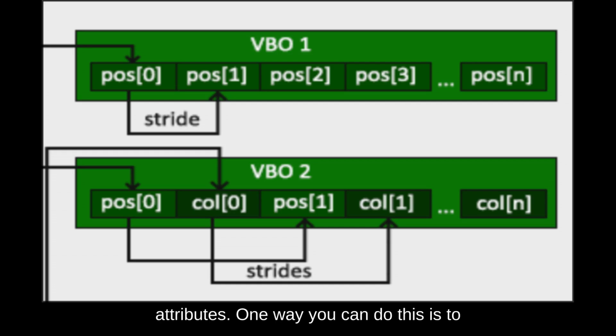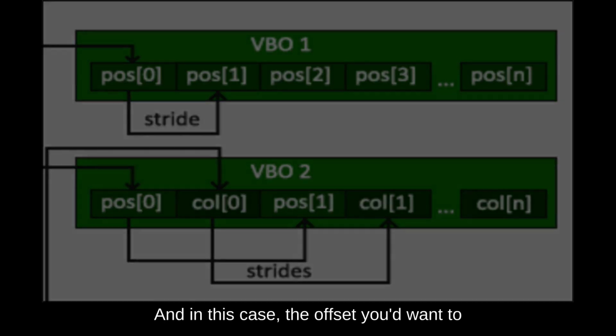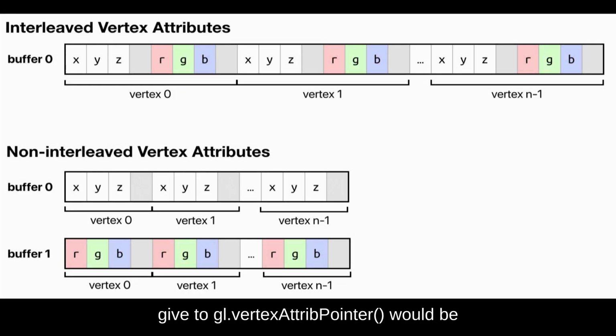One way you can do this is to put all your vertex positions at the beginning of the JavaScript array, and all the colors would go after those positions. And in this case, the offset you'd want to give to gl.vertexAttribPointer would be 9 times the size of the 32-bit floats, so 36 in total. And your stride would just remain 12.